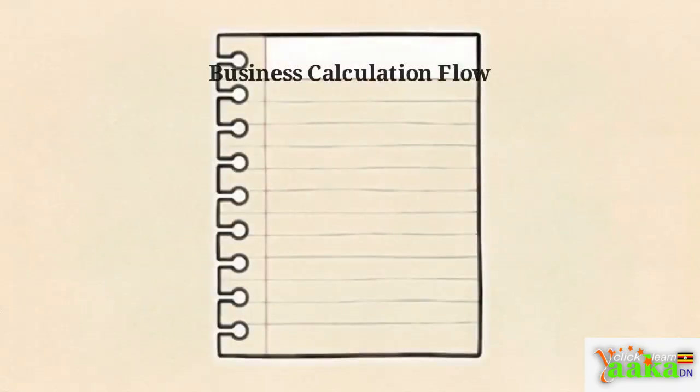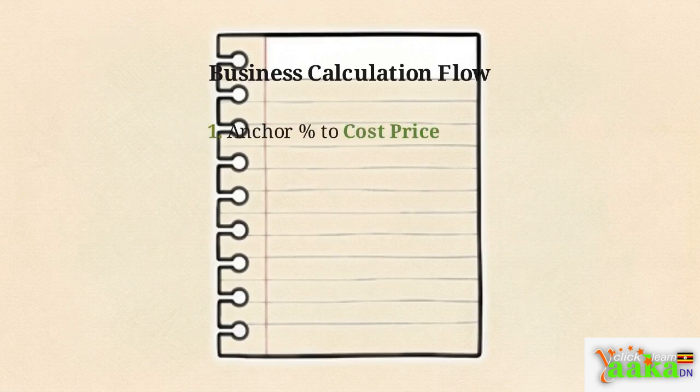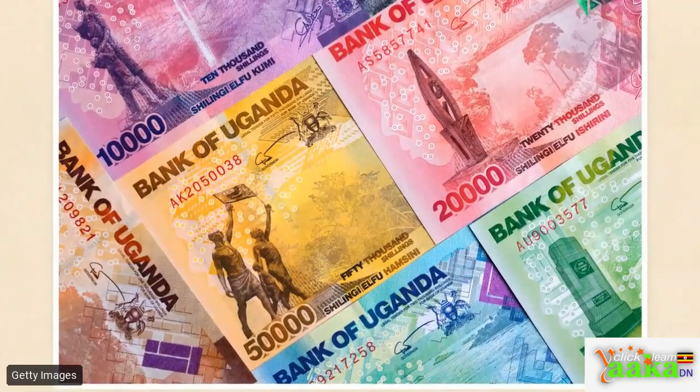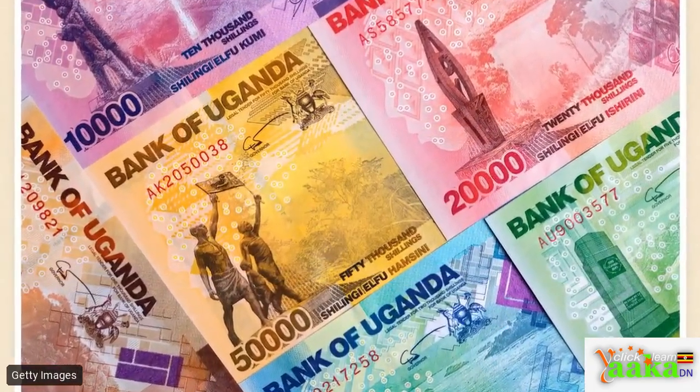On this cheat sheet are the 3 core rules for business math. First, always anchor percentage profit to your original cost price. Second, taxes like VAT add directly to the base price, often using the 1.18 multiplier. Third, successive discounts must be stepped down sequentially, applying only to the reduced amounts. Mastering these formulas ensures your hard-earned money works efficiently for your future business.